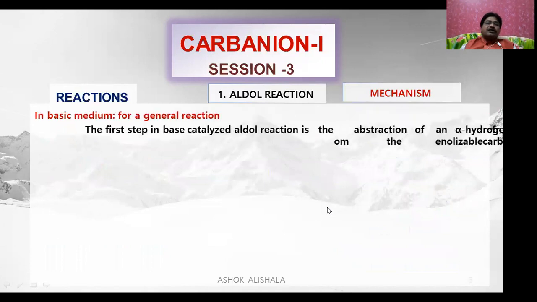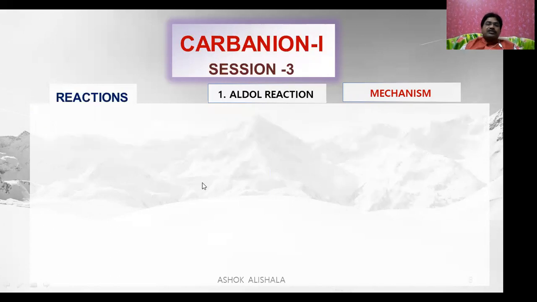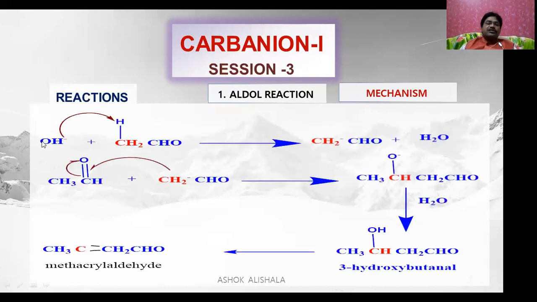Now let us see, in basic medium for a given general reaction, the first step in the base catalyzed aldol reaction is the abstraction of an alpha hydrogen from the enolizable carbonyl compound to give a resonance stabilized enolate ion. Usually this step is slow and is the rate determining step.